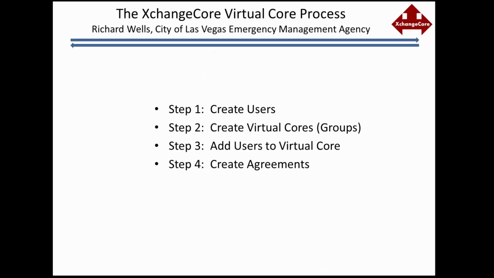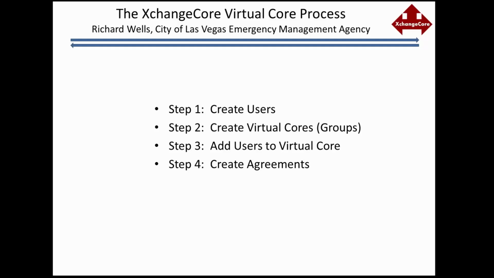So with that said, let's turn it back to Richard, who is going to take us through the 4 steps that we go through to create these virtual cores, beginning with the users, then the cores themselves, and then adding the users to the cores, and then finally creating agreements. So Richard, I'll leave this to you now. Oh, great. Thank you, Jim.